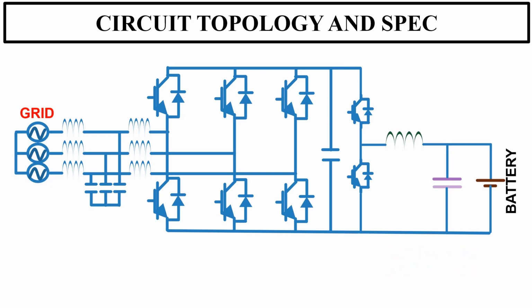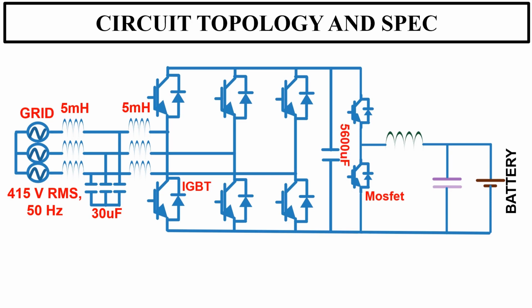Now I will give you the specification of the complete system. Grid voltage 415 line to line RMS at 50 Hz. The filter inductance is 3 mH and capacitance is 30 microfarad. In the inverter bridge I used IGBTs. Value of bus capacitance is 5600 microfarad. MOSFET is used in the buck converter.